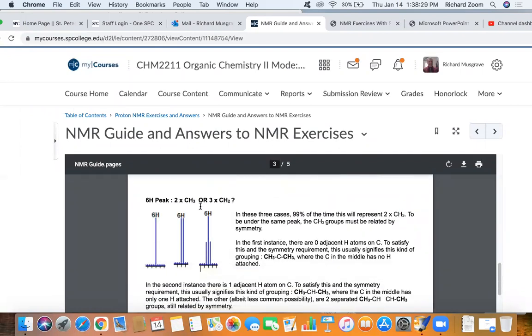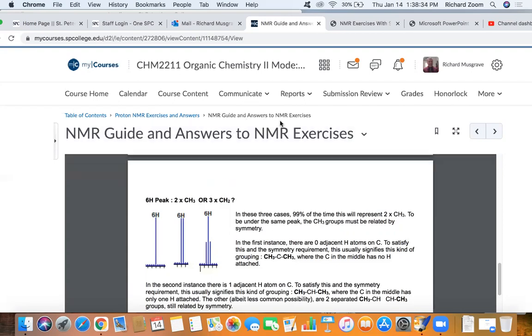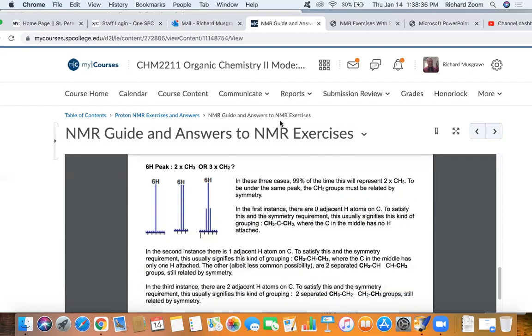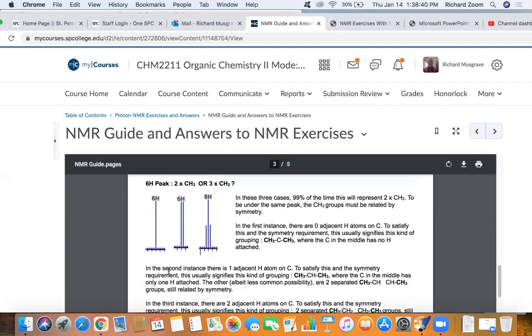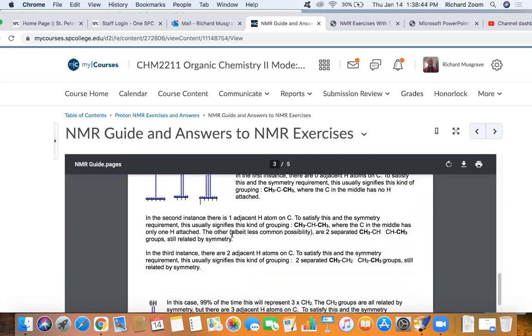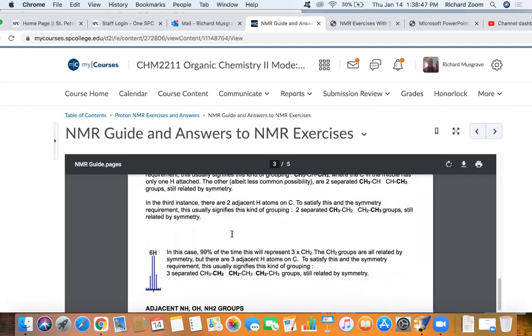6H, 2 CH3s or 3 CH2s. So it's under NMR guide and answers to NMR question exercises. And I would say that in 99% of cases, if it's 1 peak, 2 peaks, or 3 peaks, it's going to be 2 CH3s. And if it's 4 peaks, it's going to be 3 CH2s.